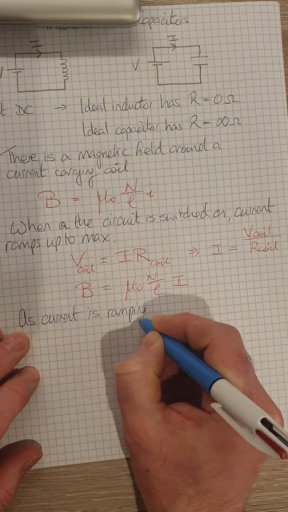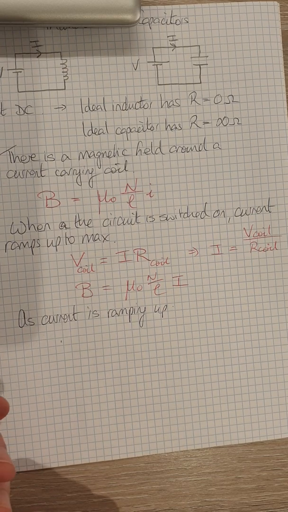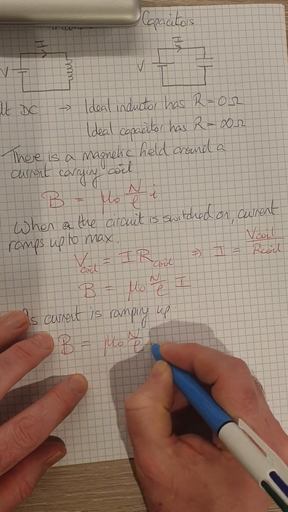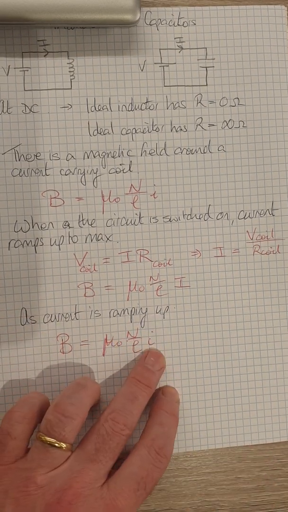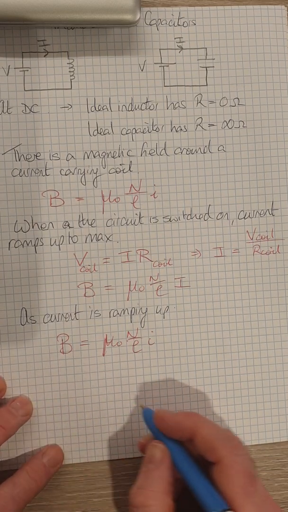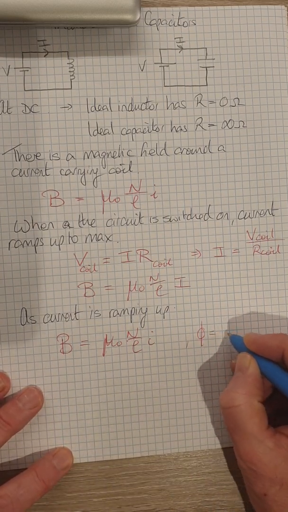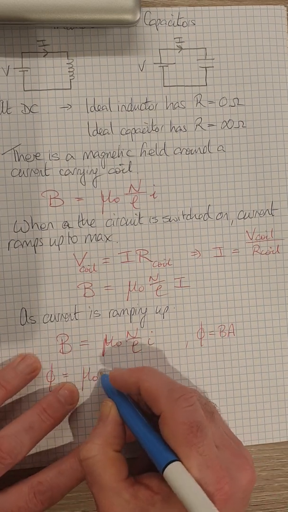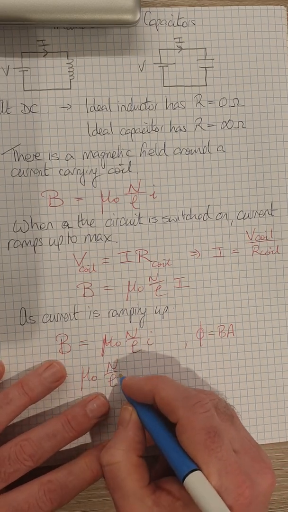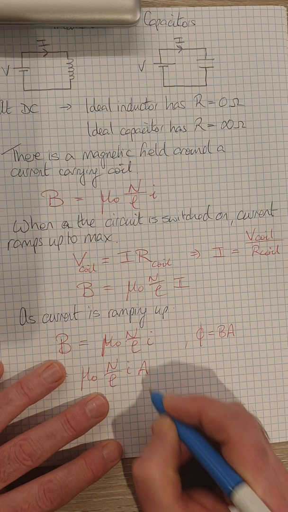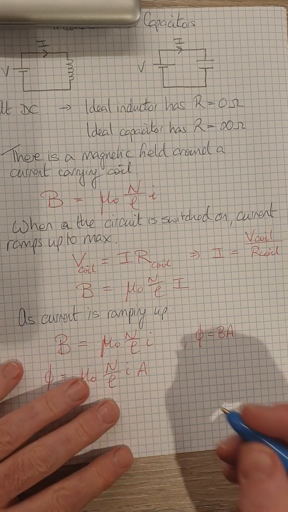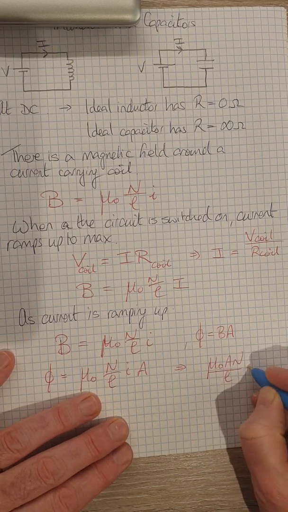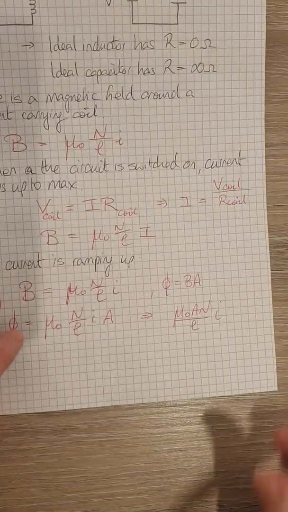then the magnetic field changes. Now the magnetic flux density is equal to, at a particular moment, and here I've used little i, saying that the current is changing. And I can say that the magnetic flux, which is equal to B times A, therefore is equal to the permeability of free space, N over L, times i, times A. I can just rearrange that: I've got the constant terms times the current at that particular point in time.